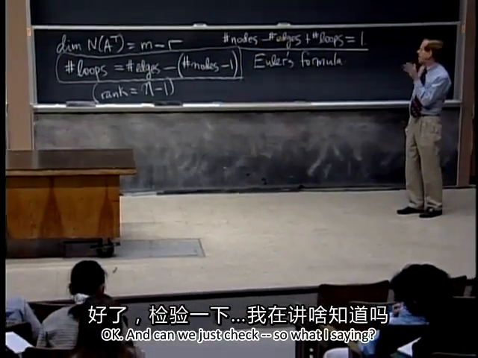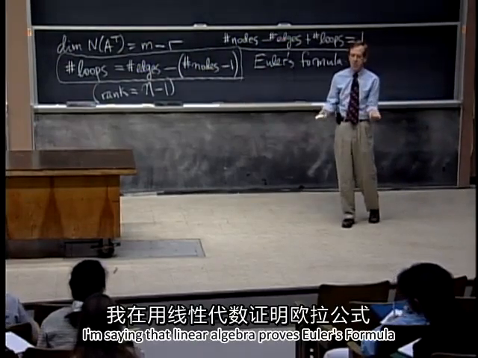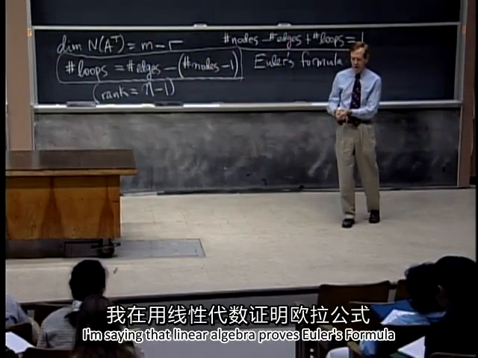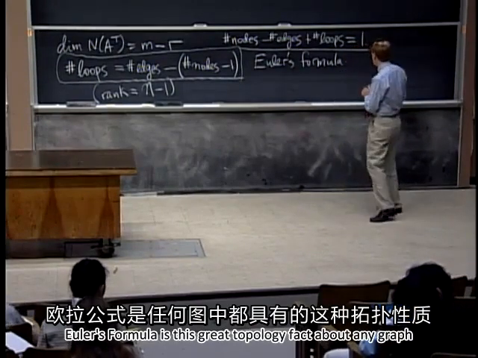And can we just check? So what am I saying? I'm saying that linear algebra proves Euler's formula. Euler's formula is this great topology fact about any graph.